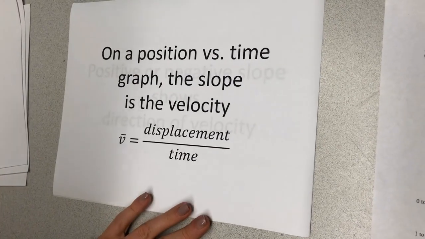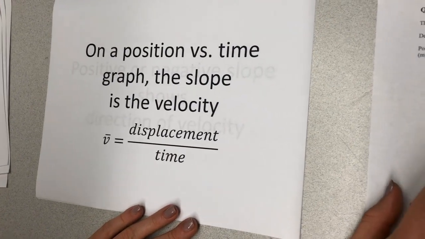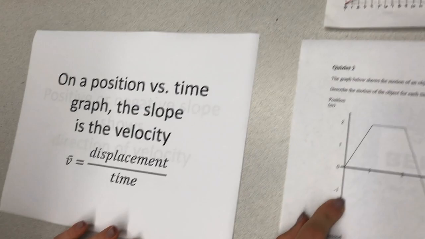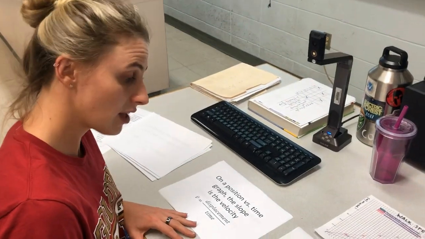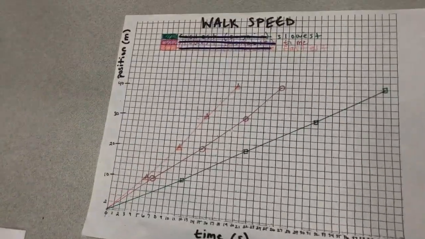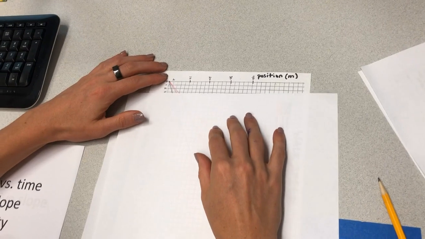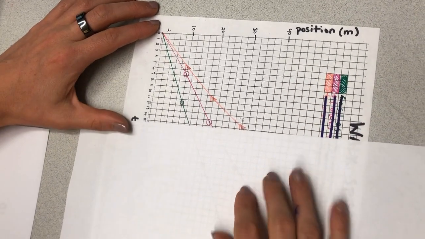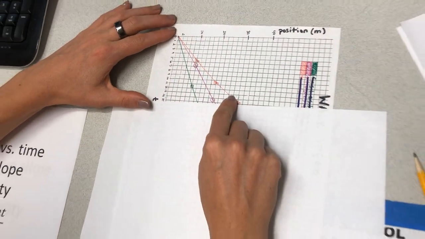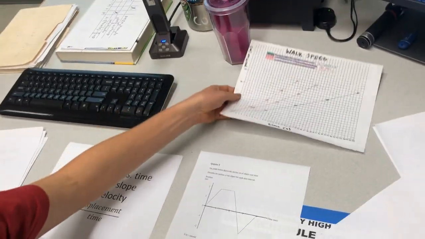On a position versus time graph, like how we have over here, the slope is the velocity. Let me say that again. The slope is the velocity. That's like which one's going faster over here. Remember how we were talking about how the orange guy seems to be going faster because he's going further in the same amount of time? He's going faster. The slope is the velocity. Steeper slope, steeper velocity.